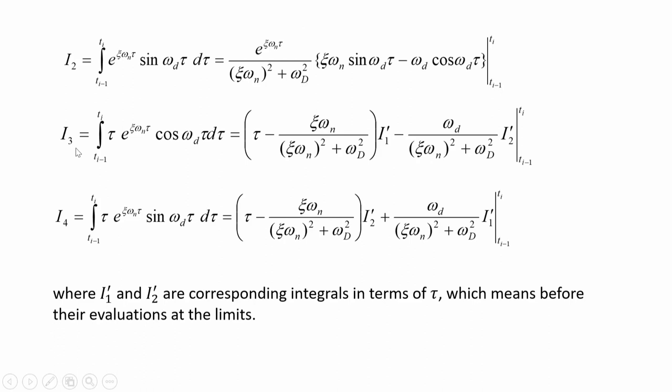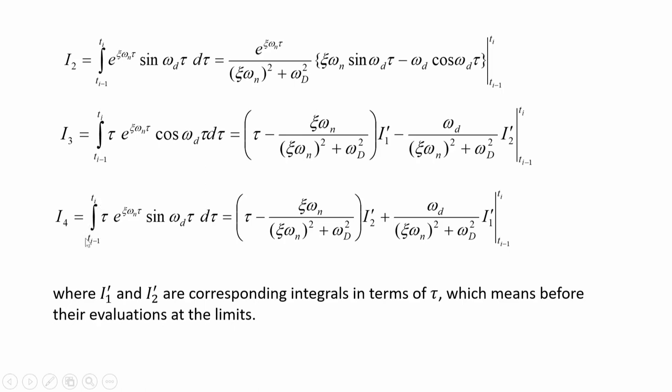Then the other integral that is required is the product of three variables. One is tau, another is e to the power xi omega n tau, and another is cos omega d tau d tau. So here the integration is expressed as tau minus xi omega n divided by xi omega n whole square plus omega d square into I prime 1, minus omega d divided by xi omega n square plus omega d square into I prime 2, and the limit is substituted t i minus 1 to t i.